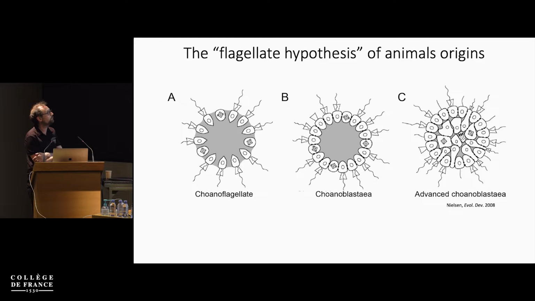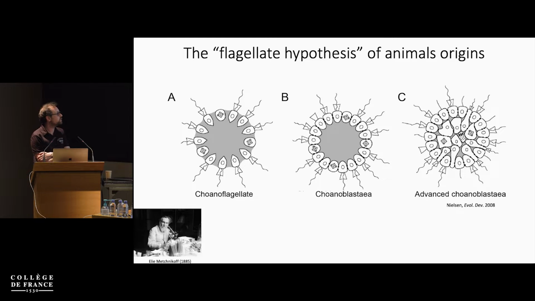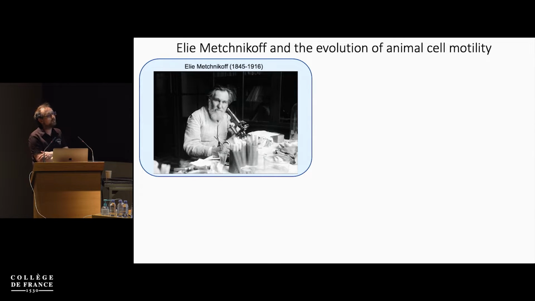And so this Flagellate Hypothesis of animal origins can be traced back to a Ukrainian biologist from the late 19th, early 20th century, Eli Mechnikov. So Mechnikov was originally a comparative embryologist, what we would call now an evo-devo, or an evolutionary developmental biologist. And he was the first one to propose that animals had evolved from something like a Choano-flagellate. And Mechnikov has become extremely famous, but for another reason, which is that he also made an important contribution to the discovery of the function of cell crawling in animals.